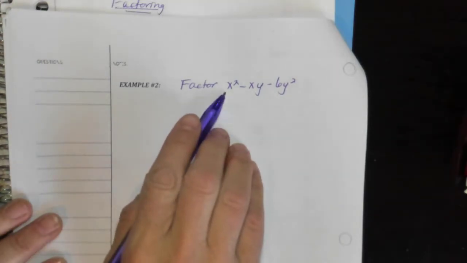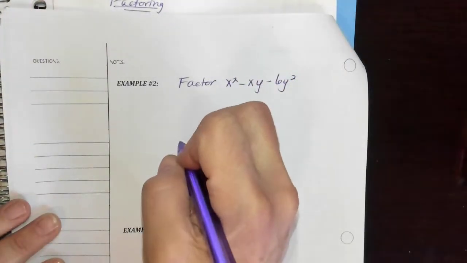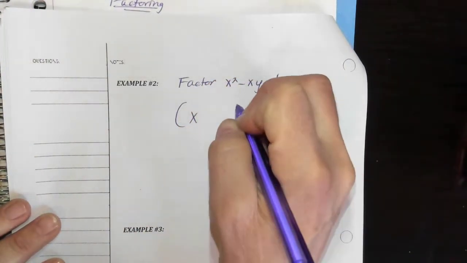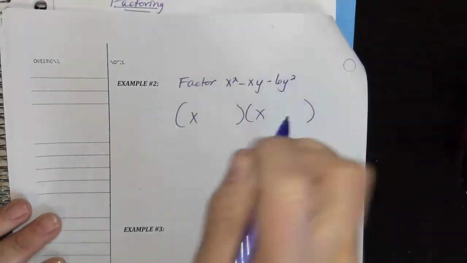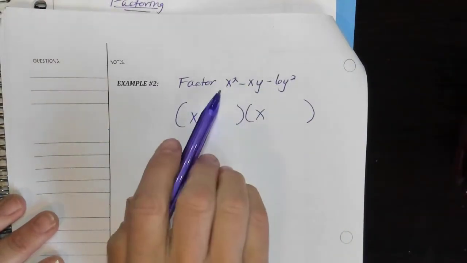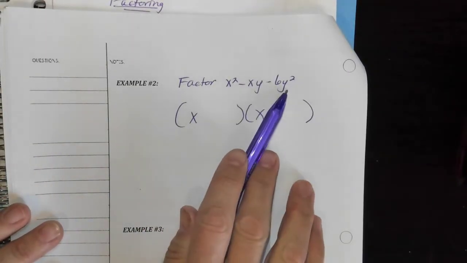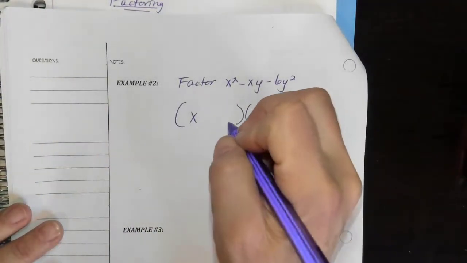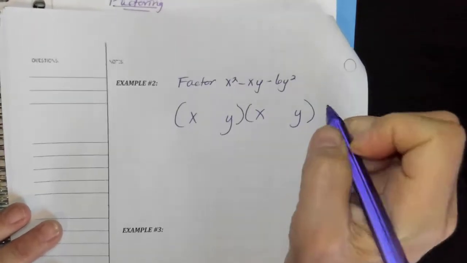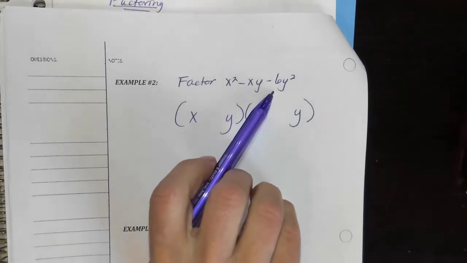I am going to have to split these x's without a doubt, because x times x is going to give me the x squared. Those are your first times your first. I'm going to have to split these y's, because y times y gives you your last term, okay, which is y squared.